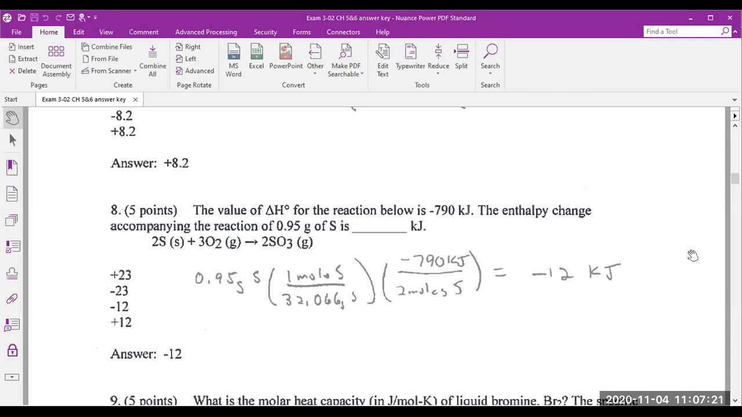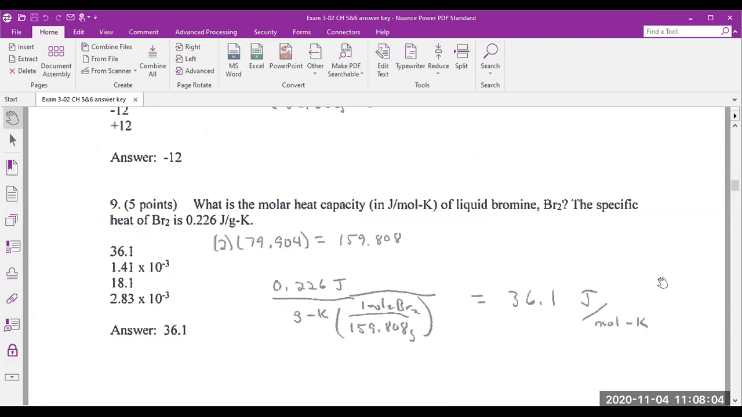Then you needed to look at the stoichiometry of the reaction to see how many moles of sulfur were involved. And the answer is 2 because of the 2 coefficient in front of the sulfur. So that tells us that 2 moles of sulfur are involved in this reaction with the minus 790 kilojoules. So the 2 moles of sulfur will be in the denominator so that our moles of sulfur units cancel, and that leaves us with units of kilojoules. And if you work out the math, you get minus 12 kilojoules.